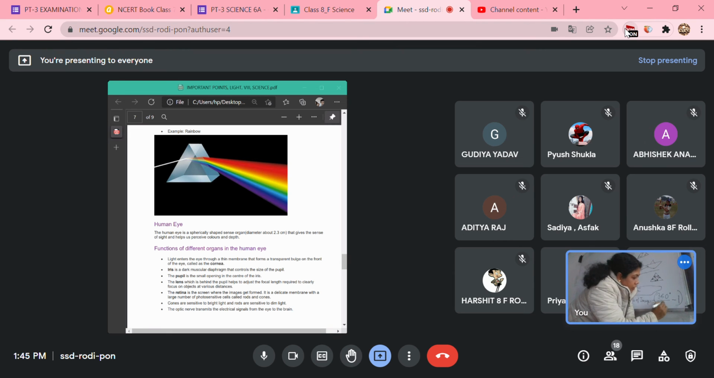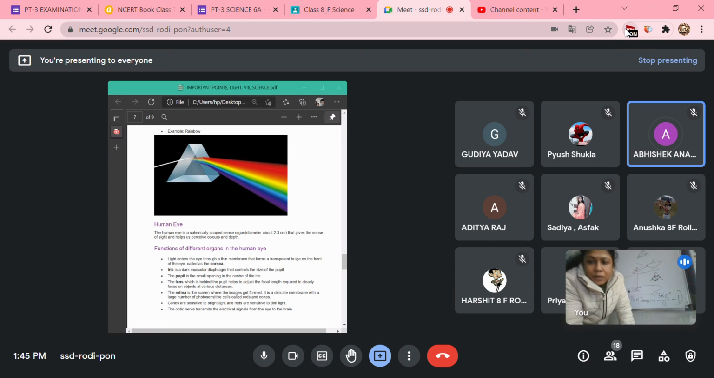If the two mirrors are at an angle of 30 degrees, 360 divided by 30 is 12, minus 1, so 11. If they are parallel to each other, they make zero angle. So anything divided by 0 will be infinity, and infinity minus 1 will also be infinity.